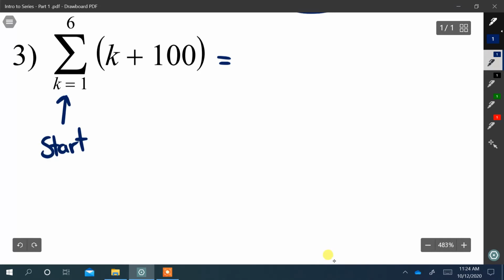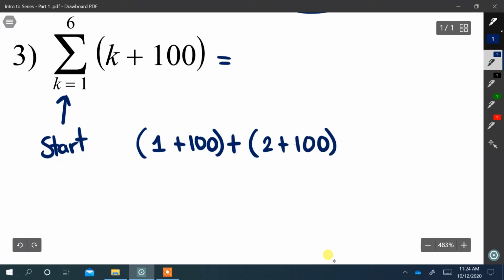Okay, so the first one there is k plus 100. So k at the first is 1, plus 100, plus, now we're going to go up to 2, 2 plus 100. Now if you follow this pattern, the last one will be 6 plus 100.